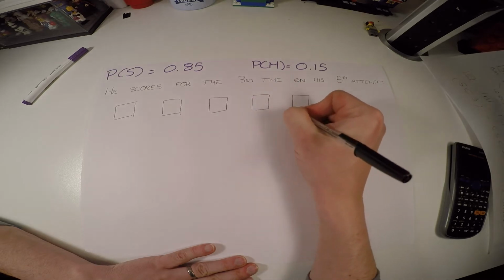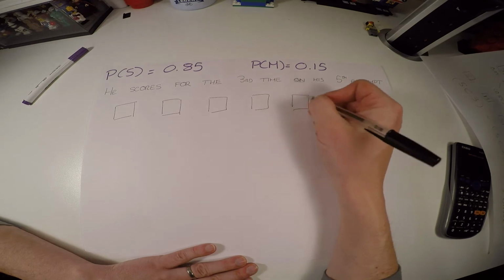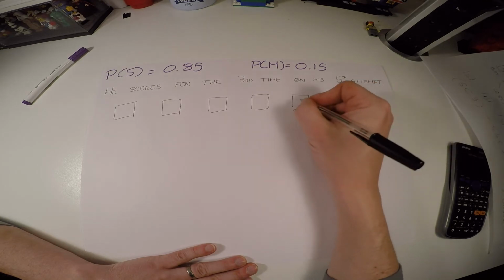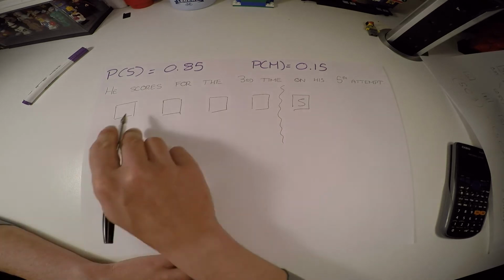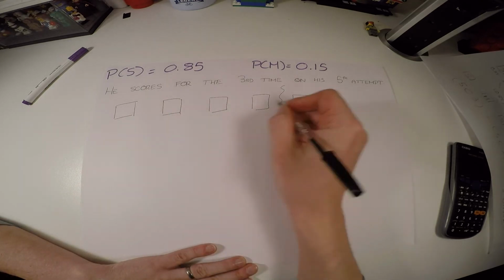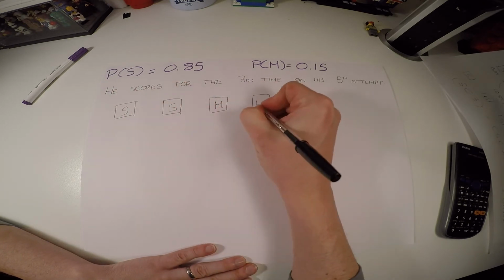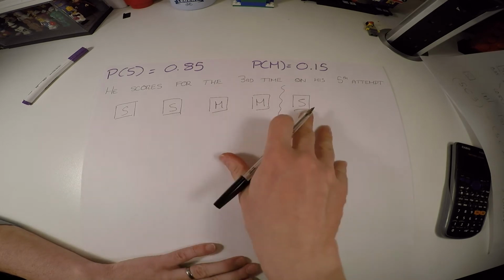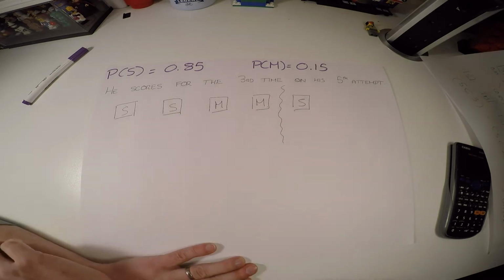So here's my 5 boxes. He scores for the third time on his fifth attempt. That means on his fifth kick, that's definitely a score. So that's definitely an S. So we can't change that. But what about these 4 goals preceding it, right? Well, if that's his third score, he must have scored twice before that to give him a scenario like this. So again, this is an acceptable scenario where he goes score, score, miss, miss, and score.